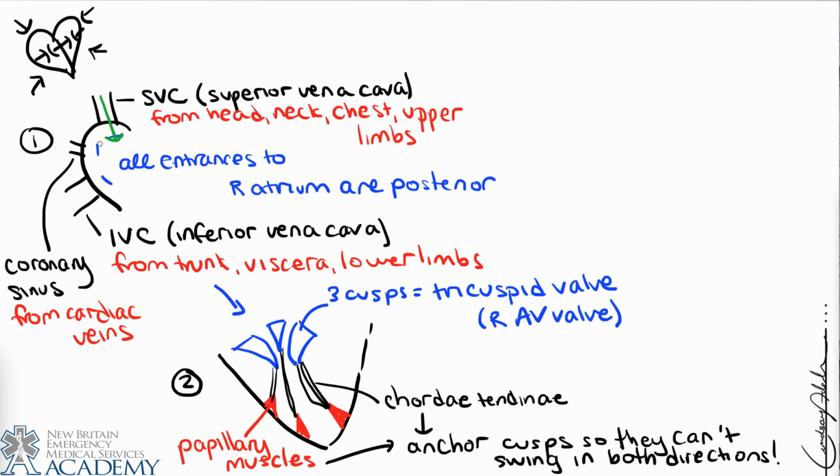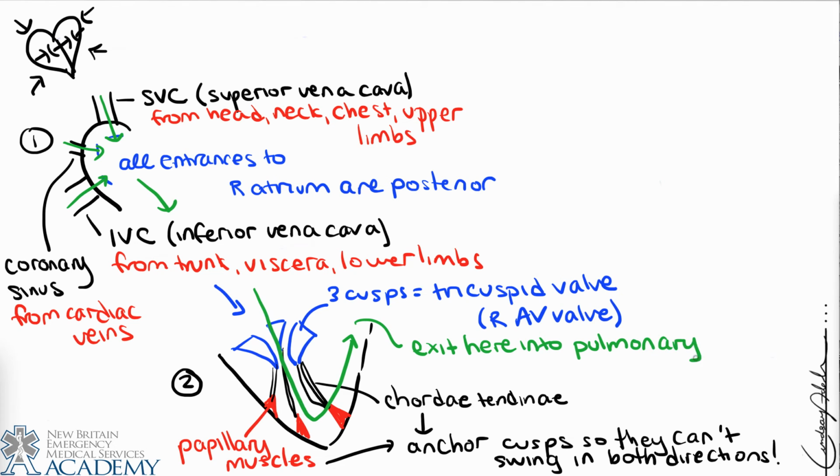Now we said that the blood is flowing in through the SVC, IVC, and coronary sinus. Here it comes down into the right ventricle, and then from the right ventricle it has to go out. And the point of exit is actually through the pulmonary semilunar valve. And so it's a little different than the AV valve, different in structure, different in name, but it's going to go through that semilunar valve, and it's going to enter the pulmonary trunk.